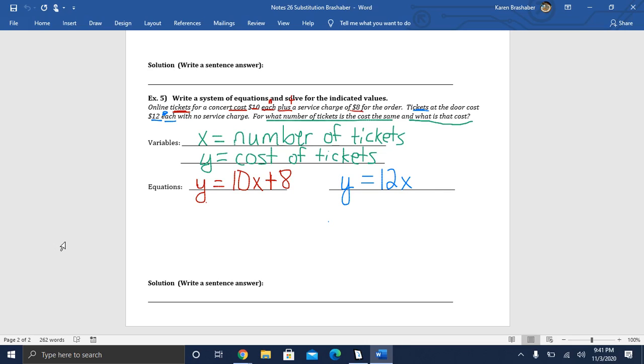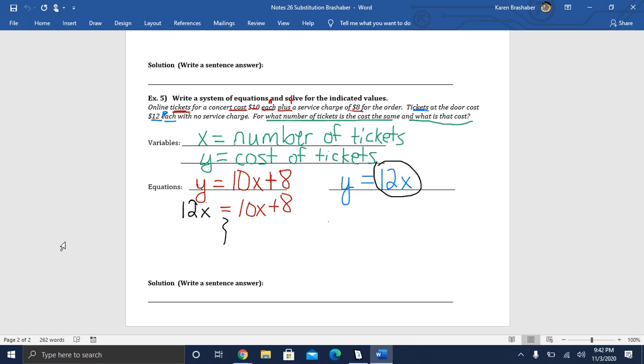I have a situation where I have both equations as y equals. So I can take either one. I'm going to work with this one, my 12x. I'm going to take it and substitute that in place of the y in my other equation because y is 12x. So I can replace y with the 12x and then have that equal to 10x plus 8. And now I can solve that equation.